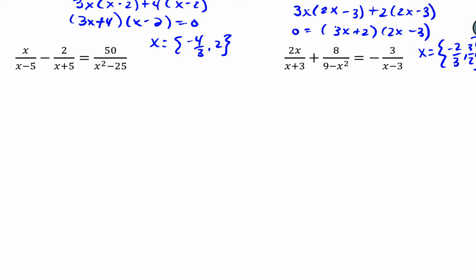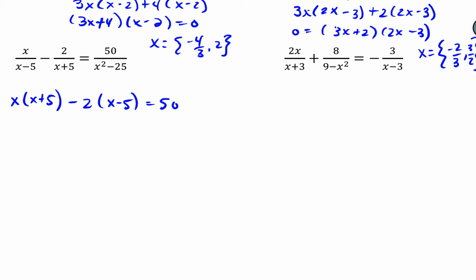Next question. I know that x squared minus 25 is x plus 5, x minus 5. So the first fraction I'm going to multiply by x plus 5. The second fraction I'm going to multiply by x minus 5. And the last fraction I'm going to multiply by nothing. Now for this one I'm going to do the shorthand version. I'm not even going to show the denominators here because we really don't need them.